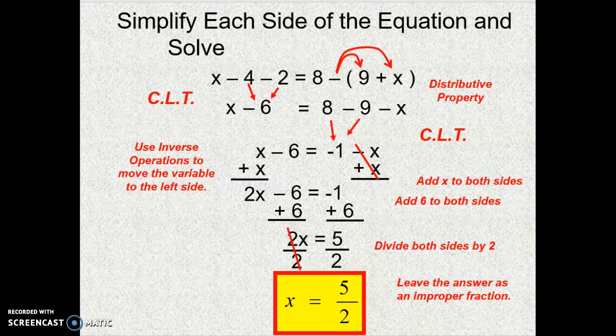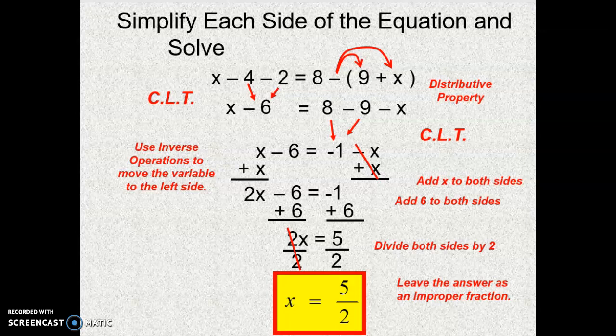And then on the right-hand side, I've got to do my distributive property. Remember, a negative outside the parentheses means that is a negative 1. So we are multiplying everything inside the parentheses by a negative 1. So negative 1 times 9 gives me the negative 9 that you see on step 2. And negative 1 times a positive x gives me the negative x that you see. Now I can once again combine like terms, CLT. And I have 8 minus the 9, which gives me negative 1. Now I have used distributive property and I've combined like terms on both sides of the equal sign.